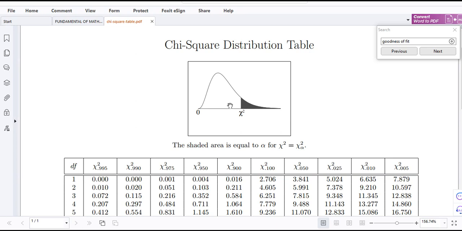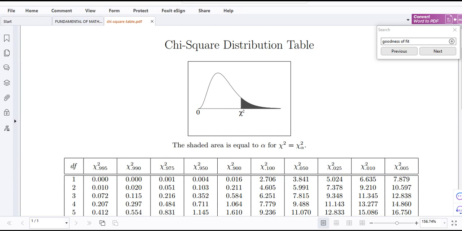Because this is not symmetric, although we can apply the two tail test. Two tail test means that we consider alpha by 2 from this side and alpha by 2 from this side, but in that case we need to calculate both the values separately from this table, because this curve is not a symmetric curve, right?